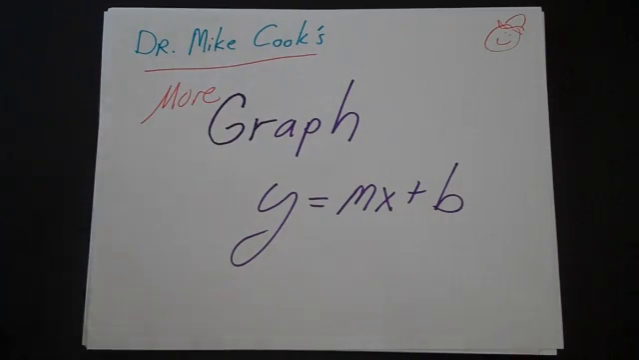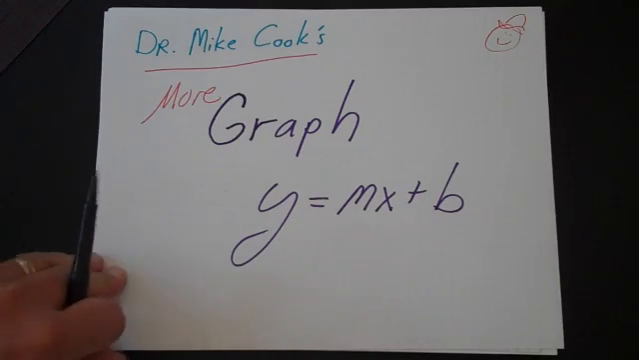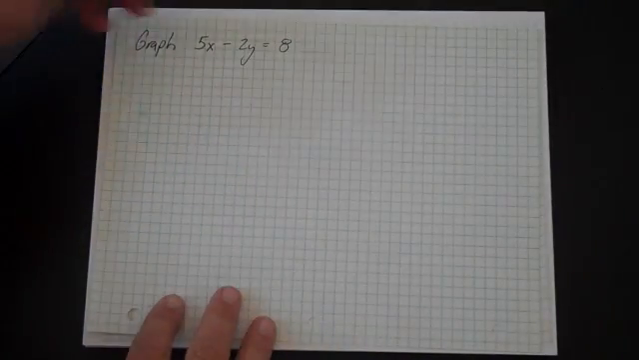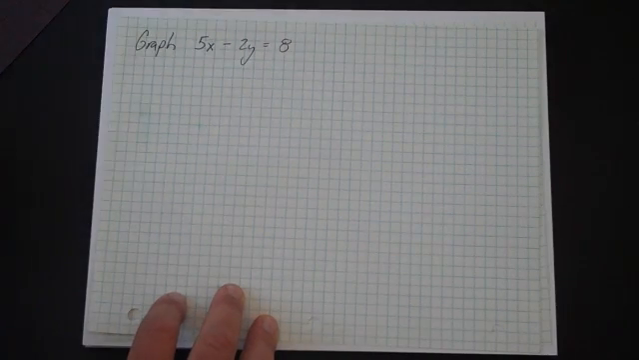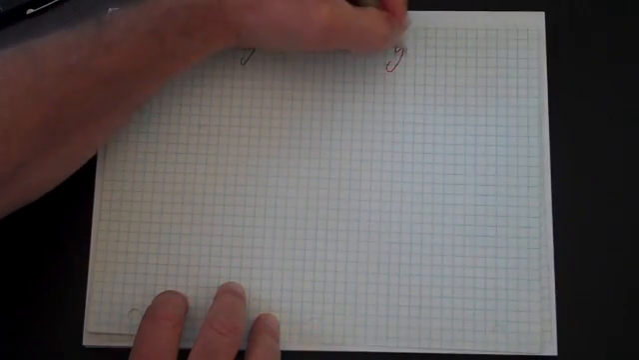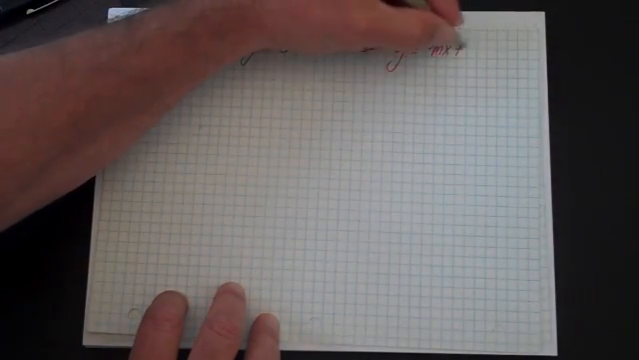Now let's look at some more problems of graphing y equals mx plus b, where we start with an equation that's not necessarily written in that form. So first let's look at graphing 5x minus 2y is equal to 8. Now there's a couple different ways to graph this, but one way is to rewrite this so that it is in the form y is equal to mx plus b.